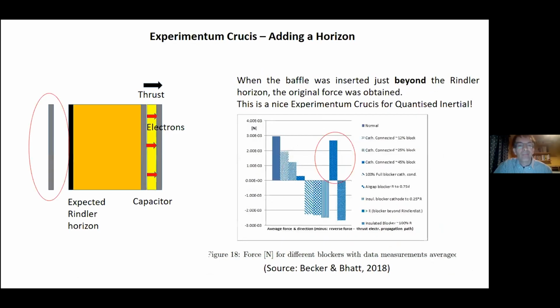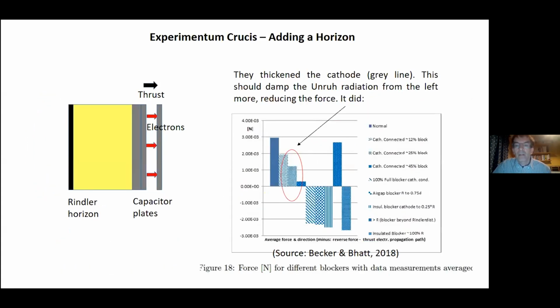But the most interesting result probably is the fact that when they put this metal bar behind the Rindler horizon, as soon as it went behind the Rindler horizon, it had no effect on the experiment. And I should say that this Rindler horizon is not a physical thing. It's a calculated position where this information boundary is. So there's actually nothing there from a physical point of view, just an informational one. And as soon as they put this plate behind it, then the behavior changed and they got the original force back again. So this is a nice crucial experiment for quantized inertia, and it could be the first direct observation of a horizon.